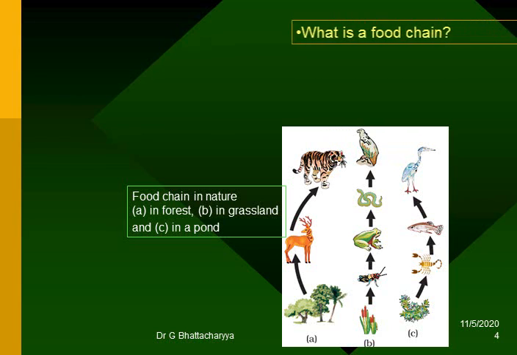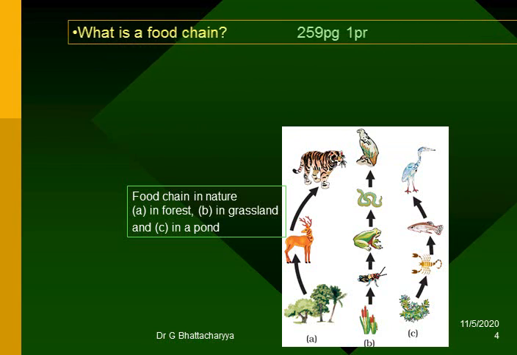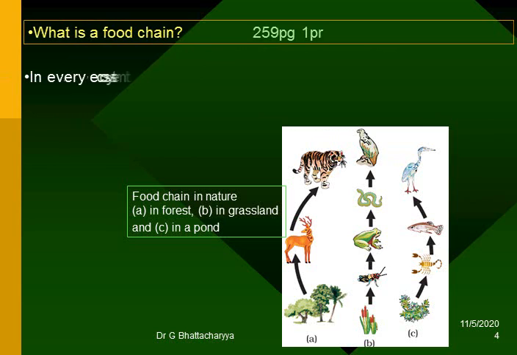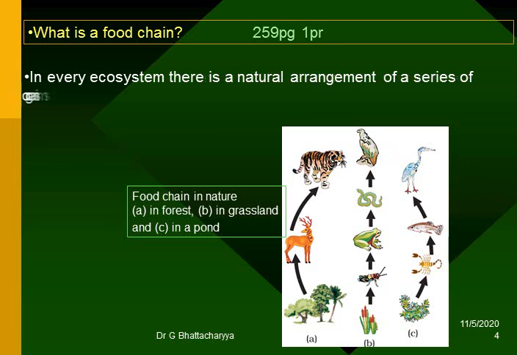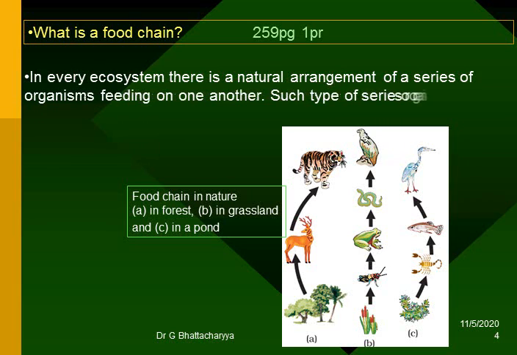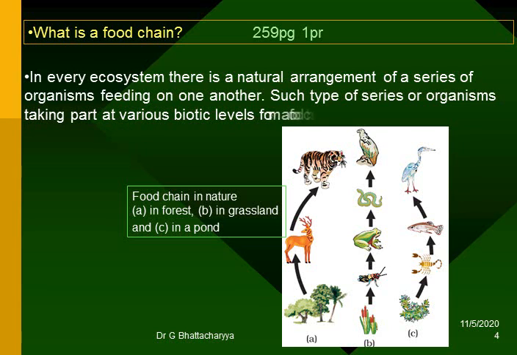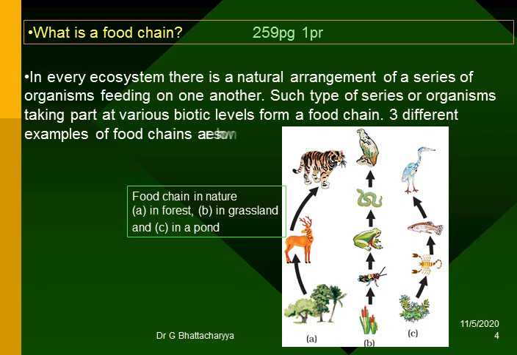What is a food chain? In every ecosystem, there is a natural arrangement of a series of organisms feeding on one another. Such a series of organisms taking part at various biotic levels forms a food chain. Three different examples of food chains are shown in this diagram: forest, grassland, and in a pond.